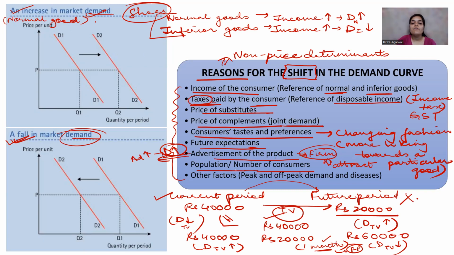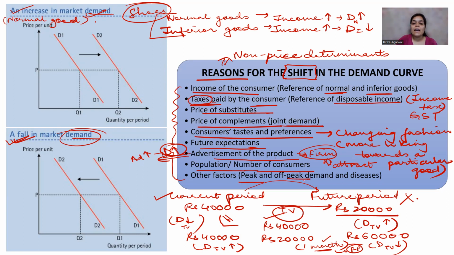And in case of an increase in the death rate, or maybe an increase in improper health conditions, that leads to health problems for human beings, that will lead to a decrease in the demand, a fall in the demand curve, that will shift the demand curve leftwards.